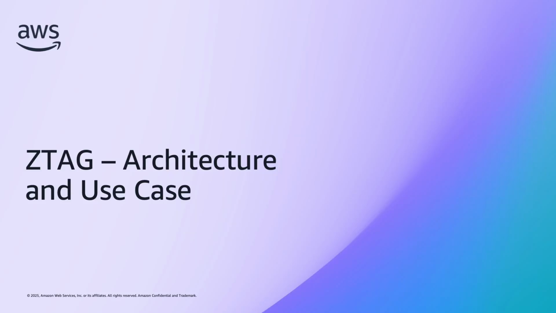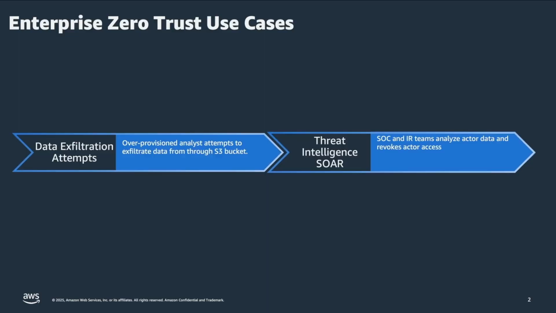We start with an overview of the ZTAG data exfiltration scenario architecture. We have an over-provisioned analyst who attempts to exfiltrate their data to a remote workspace. This workspace is secured by CrowdStrike Falcon for endpoint protection and detection, Zscaler Private Access to manage secure network access to internal applications, and Zscaler Internet Access to secure user access to the public internet.